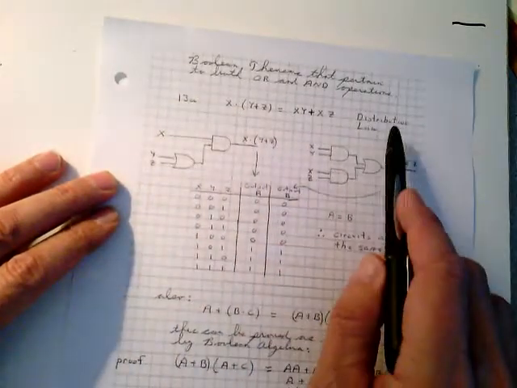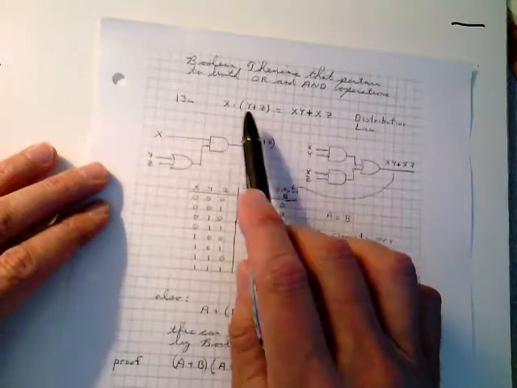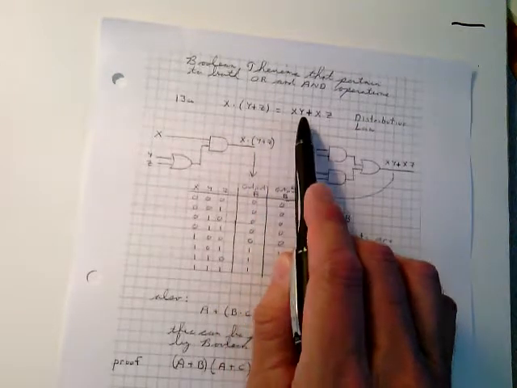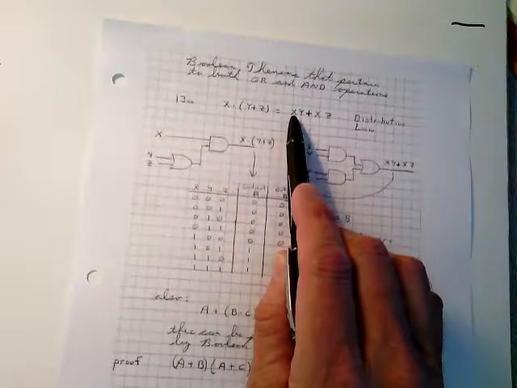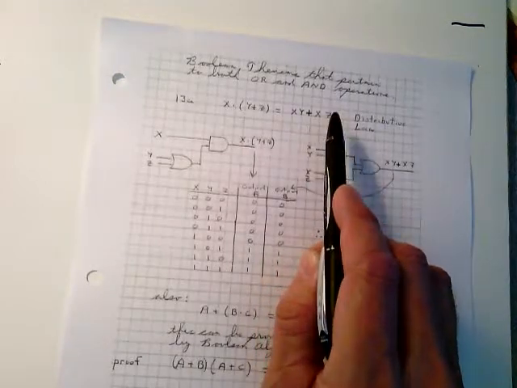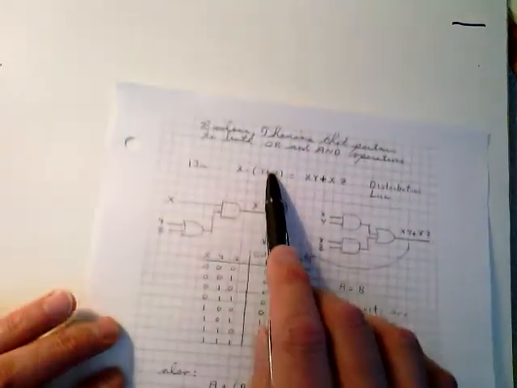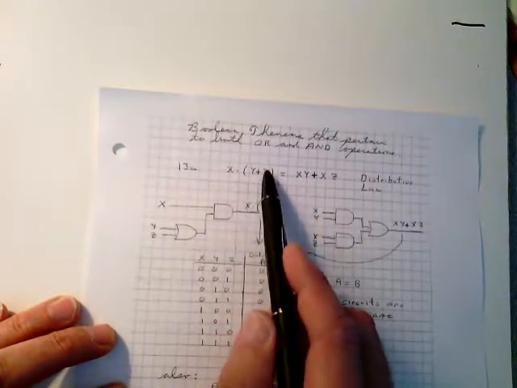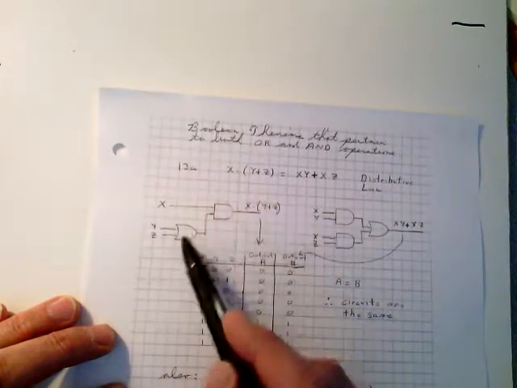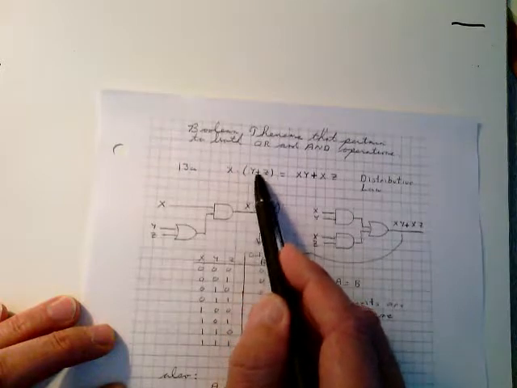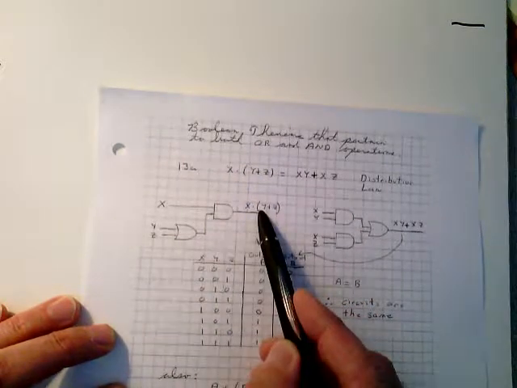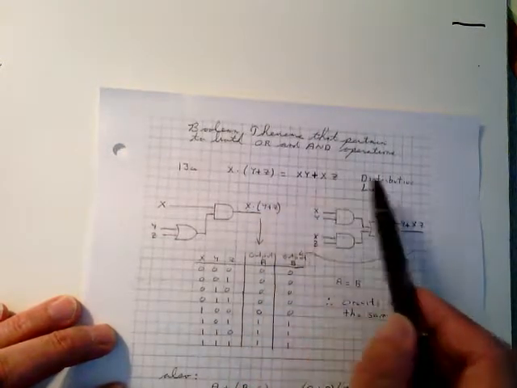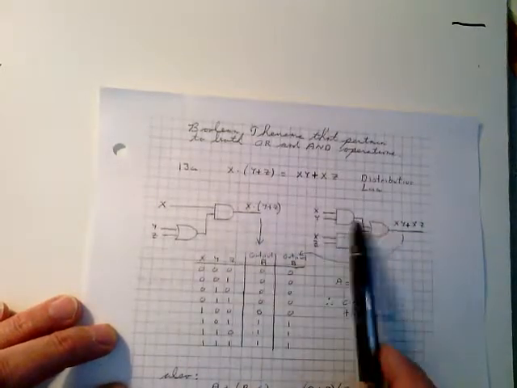Theorem 13a is the distributive law, and it says that if you have x and the quantity y or z, it's the same thing as x and y or x and z. In other words, if you take a look at this part of the expression, it is an x input to an AND gate and then a y or z input, the other input to the AND gate. And the output expression is x and the quantity y or z. Through the distributive law, this circuit is identical to this circuit.